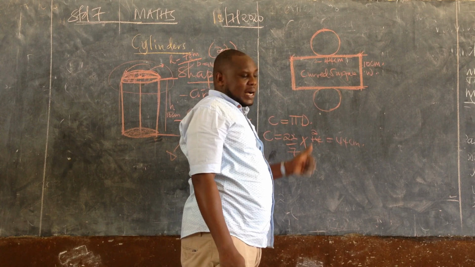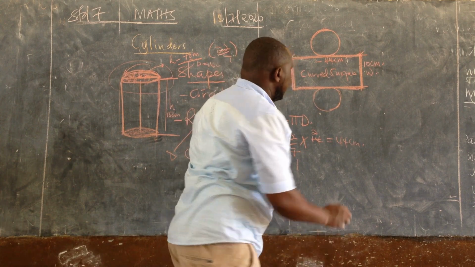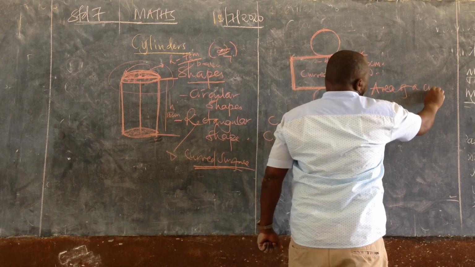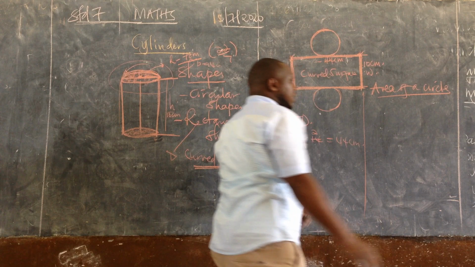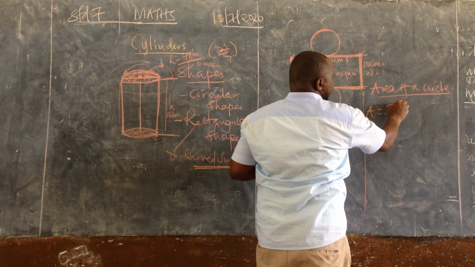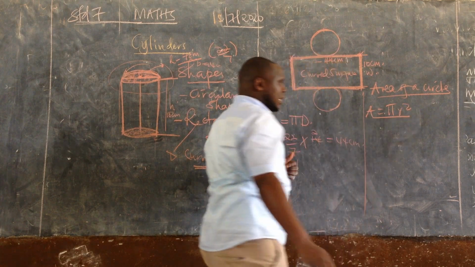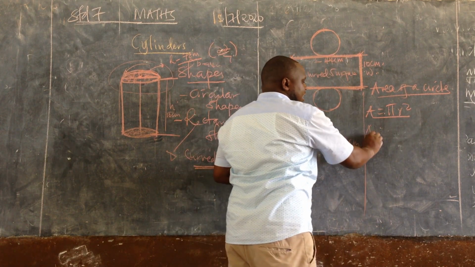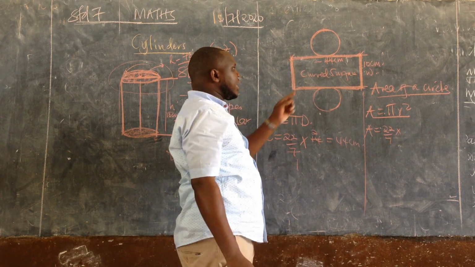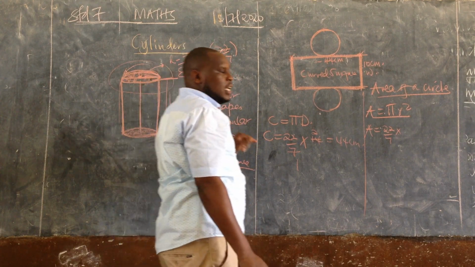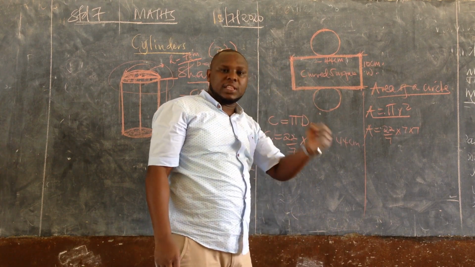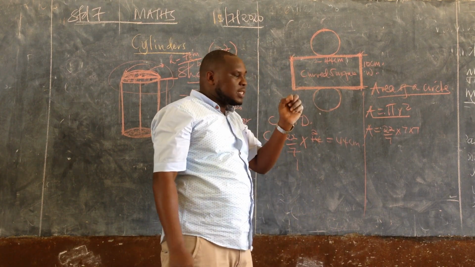Then we have the circular parts. Remember, we want to get area. How do we get the area of a circle? The area of a circle is calculated by pi r squared. As simple as that. And so our area is going to be pi, 22 over 7, times radius squared. What's the radius? The radius of the circle we said is 7. So squared means 7 times 7.